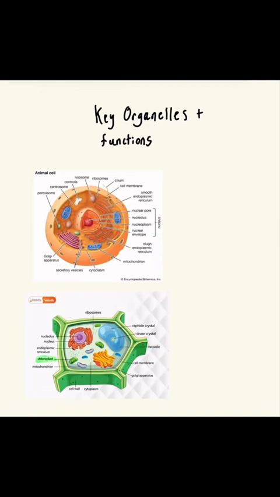Chloroplasts are found only in plant cells, and they carry out photosynthesis to produce glucose using sunlight. So chloroplasts are very important, those little green things here, as they are the center for photosynthesis, these things here. Okay, hopefully that makes some sense. Just a very quick summary of some key organelles and their functions.